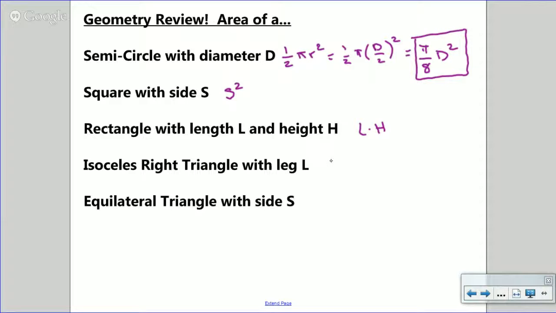Okay, isosceles right triangle with leg L. Well, the area of a triangle is 1/2 base times height, correct? But for an isosceles right triangle, these are equal, correct? And let's call both of those L. So you're going to have 1/2 L times L, base times height. So L times L would be L squared. So 1/2 L squared.